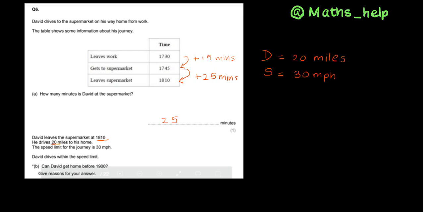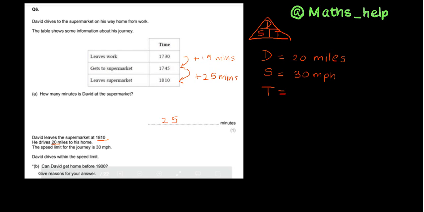Okay, David drives within the speed limit. Can David get home before 1900? So let's first work out the time. It says give reasons for your answer. So let's go back to the distance, speed, time triangle. Not such a neat triangle this time, sorry for that.